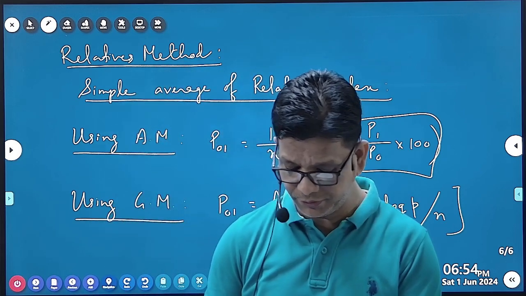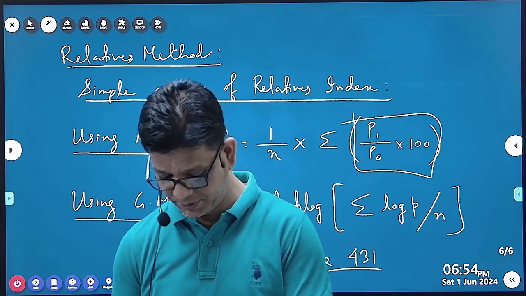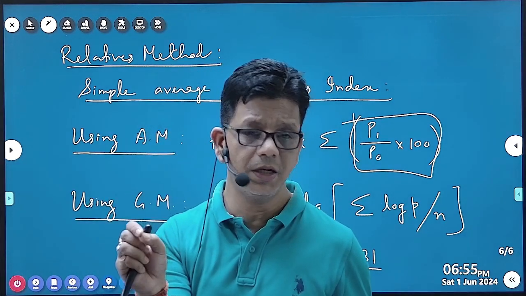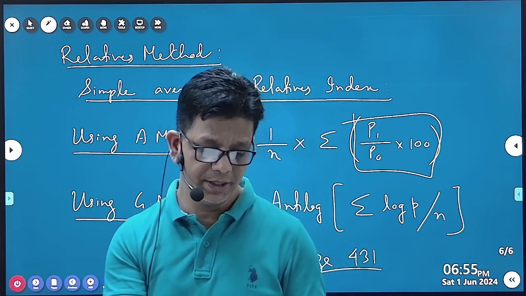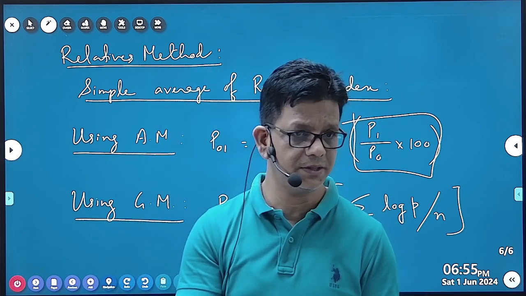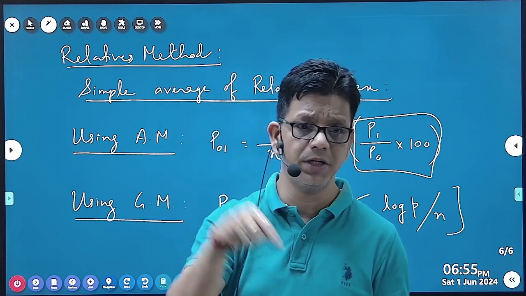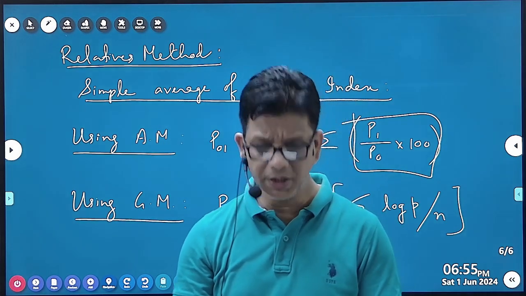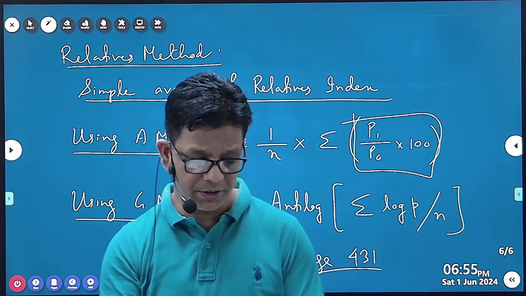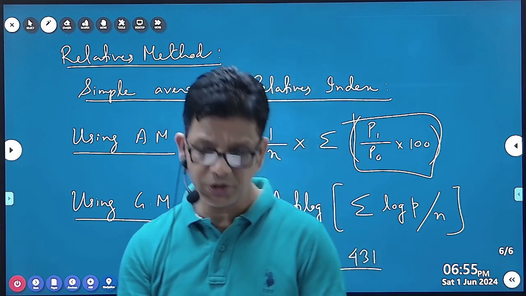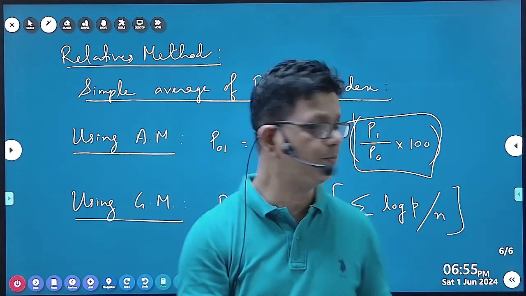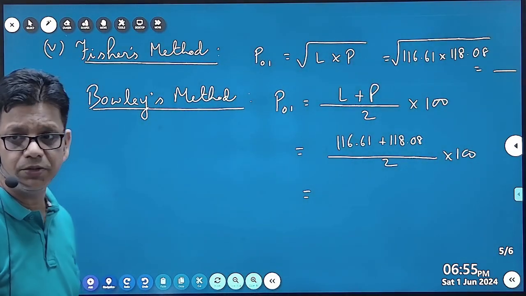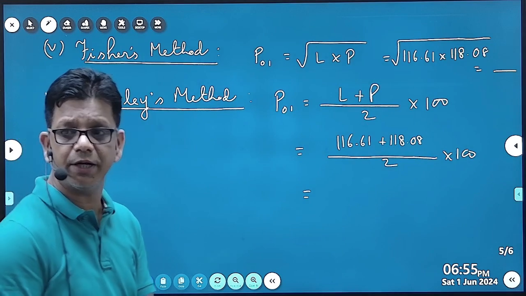Simple aggregative quantity index, page number 426. The way we wrote P01, now what do you have to write? Q01. And things are almost the same. We wrote P1 by P0; now what are they writing? Q1 by Q0. Understood now? All the formulas are the same. Even Fisher's method is also the same, square root of L into P, which we used. The only thing you need to do is go by the correct formula.